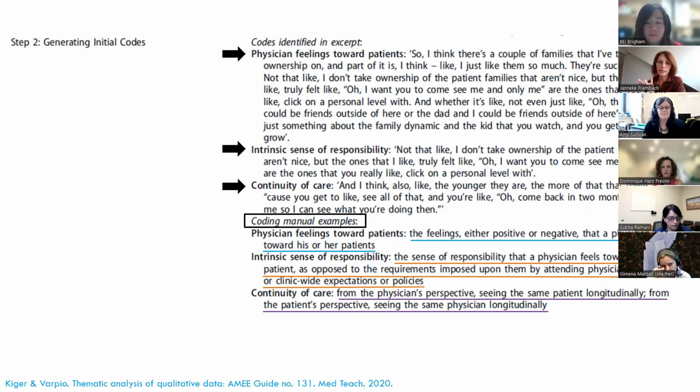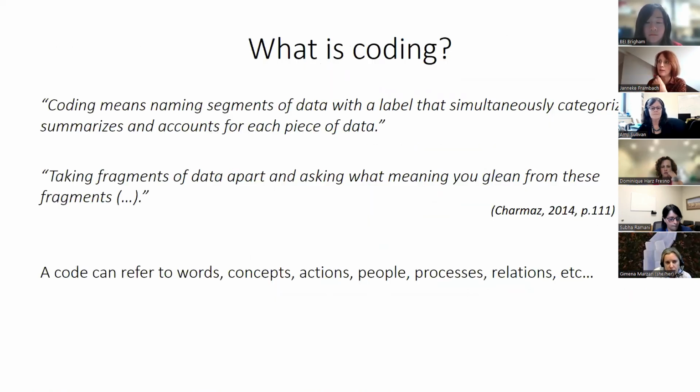So your first step would be to go through the text, attributing meaning to what you see in there and giving labels to those things. And in a manual, you could then describe what those codes actually mean to you. So what is coding? Naming segments of your data with a label that simultaneously categorizes, summarizes, and accounts for each piece of data. So you take fragments of the data and ask, what meaning do you glean from these fragments?